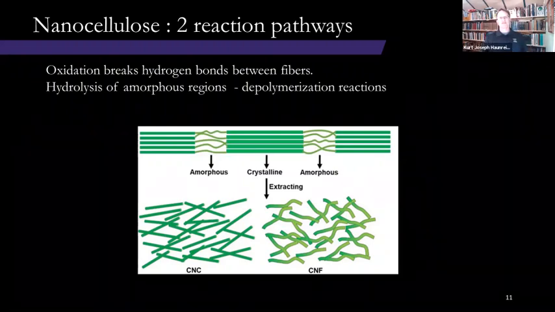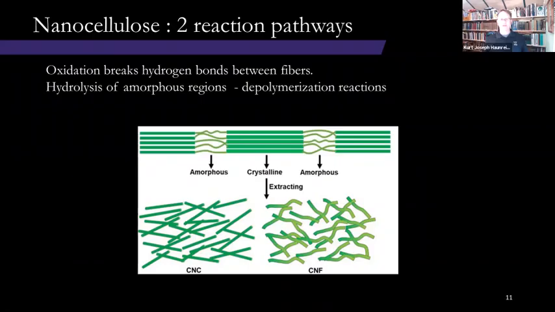So again, oxidation breaks the hydrogen bonds, the hydrolysis attacks the amorphous regions, right? So you end up with depolymerization. And by controlling time, temperature, and applied chemistry, you can control the extent of those reactions.